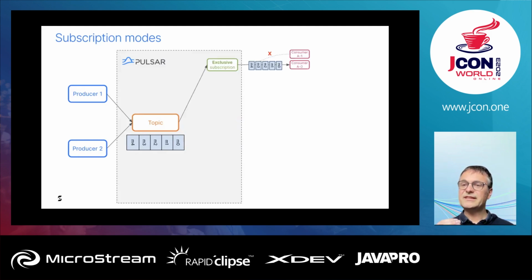So these messages in the topic can be consumed in different ways. When you need to process the messages in the right order, you can use what we call the exclusive mode. In this mode, with this exclusive subscription, you have only one consumer at the same time. So Pulsar enforces it. You will get an error if you try to add another consumer to the same subscription. So you will consume the messages in order because you have only one consumer, so you have no reason not to consume them in the right order.